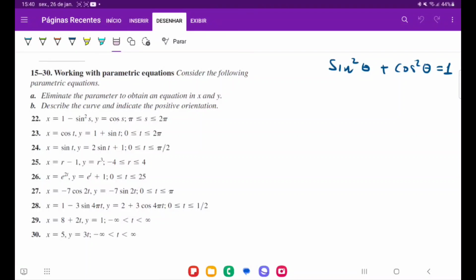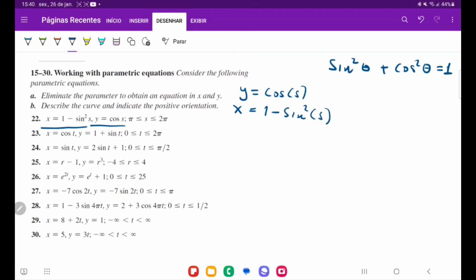For problem 22, we want to eliminate the parameter and then describe the curve. So we begin with our two equations, x is equal to 1 minus sine squared of s, and y is equal to cosine of s.